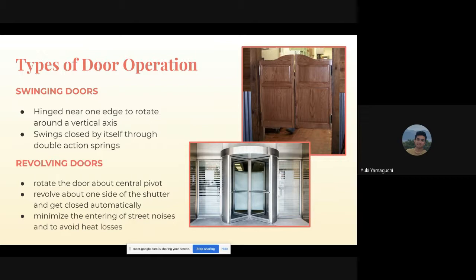And then we have revolving doors also. They rotate at a central pivot. It revolves about one side of the shutter and gets closed automatically. It minimizes the entering of street noises and avoids heat loss.